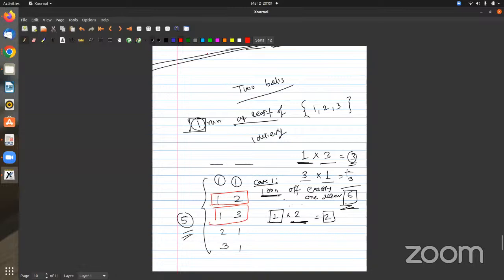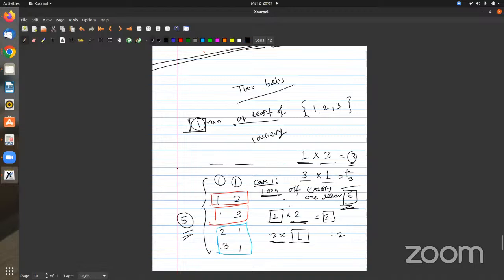The next possibility is my batsman has scored 1 run in the second ball. So how many ways can he score in the first delivery? Only 2 or 3, so 2 possibilities. So 2 ways. Which are these 2? These 2. So 2 plus 2, 4 then. Now, this is my case 1.